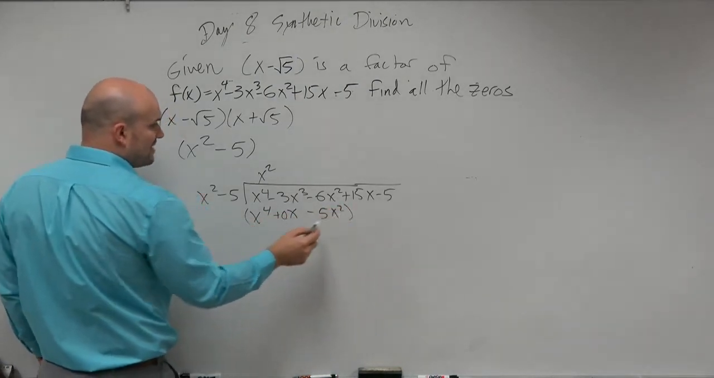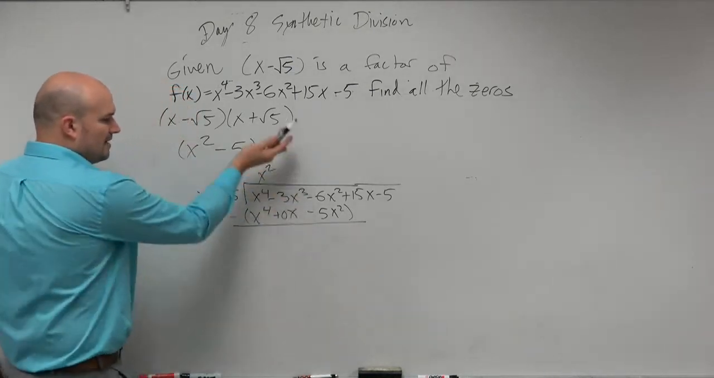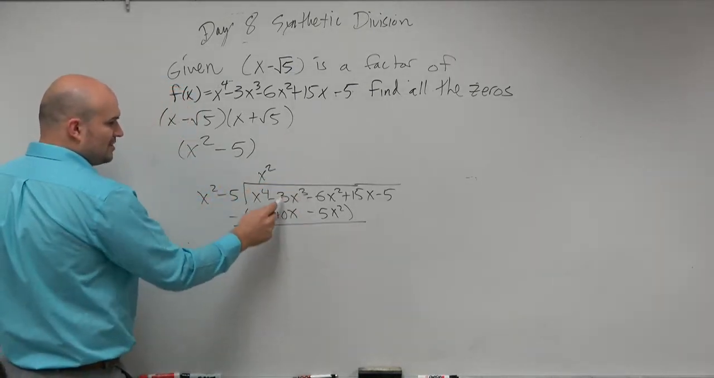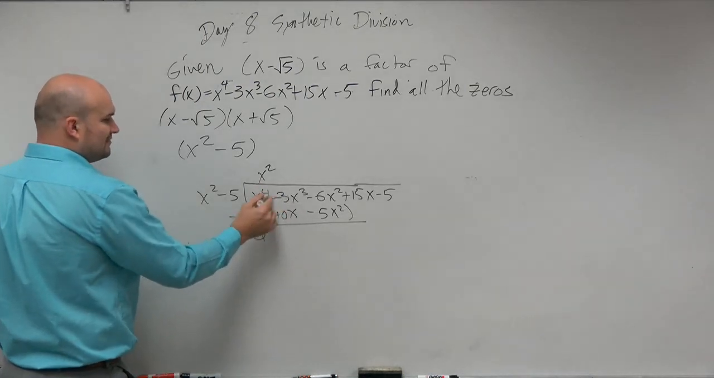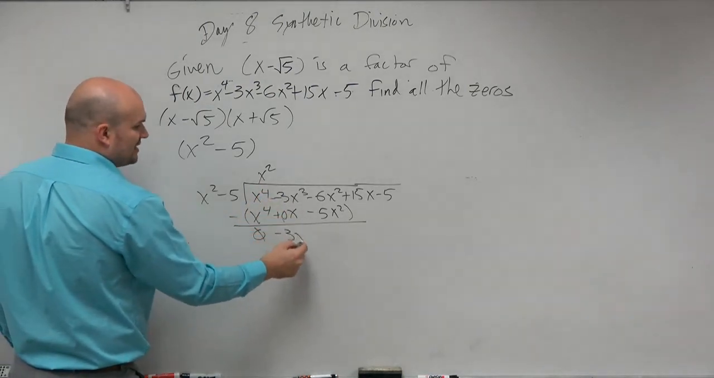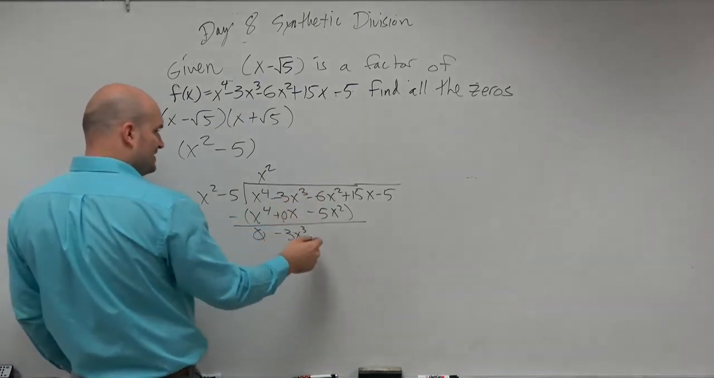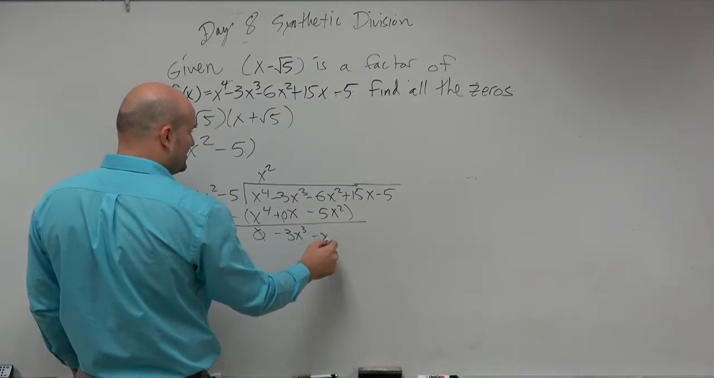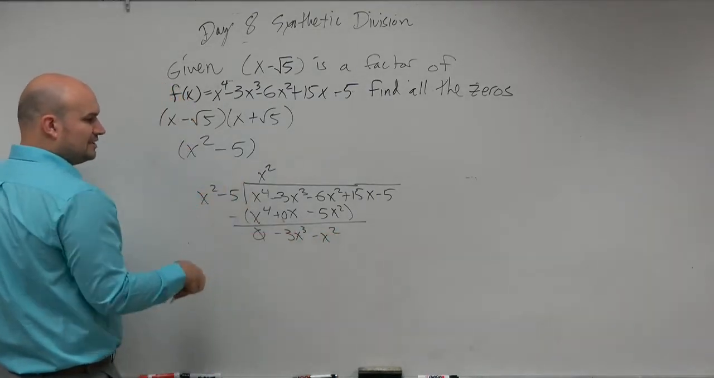Number one mistake students make is they subtract incorrectly, so make sure you put parentheses and you subtract vertically. That goes to 0. Negative 3x, negative 3x minus 0x is just a negative 3x cubed. Negative 6x squared minus a negative is going to be negative x squared. That would just apply everything all over again.